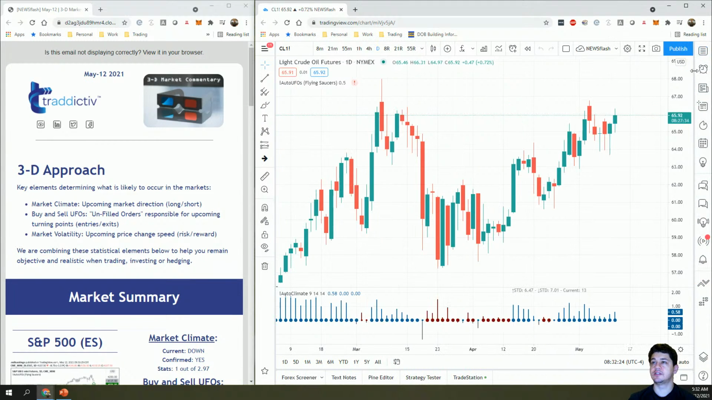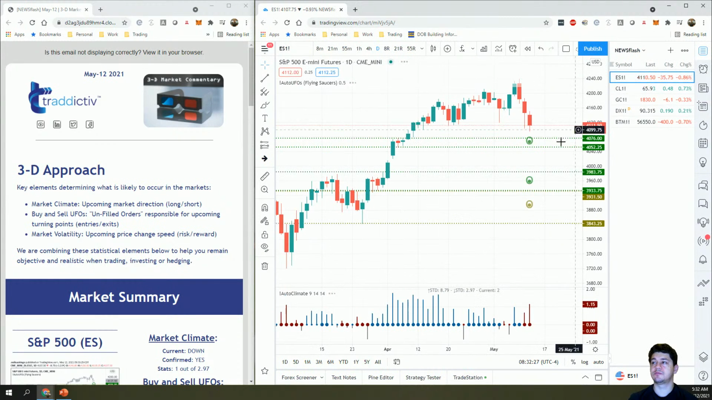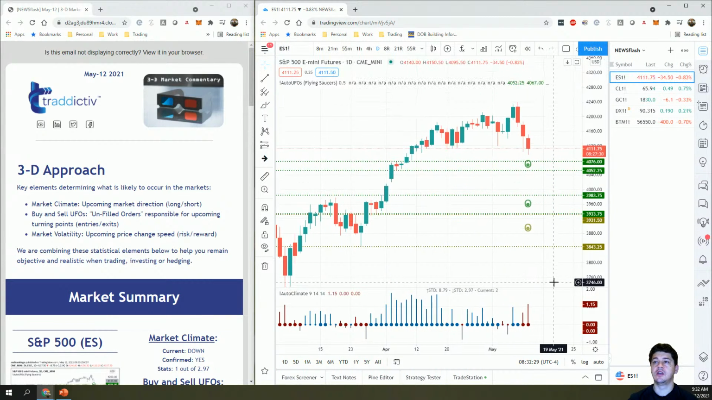Let's just get these out of the way so we have as much space to use here. All right, so looking at the 3D market approach, what are those three dimensions that we look at? Why do we call it a 3D market approach? We call it that because we are looking at three different dimensions of the market that could help us in determining what we are trading, how we are trading, and where we are trading at that exact market. So we're looking at the market climate, buy and sell UFOs, and market volatility.